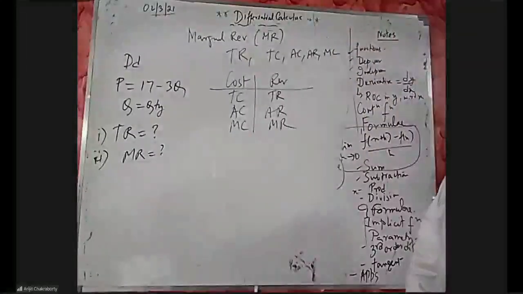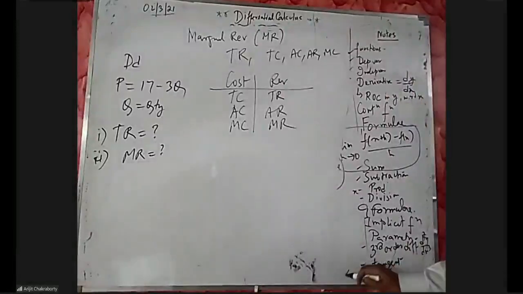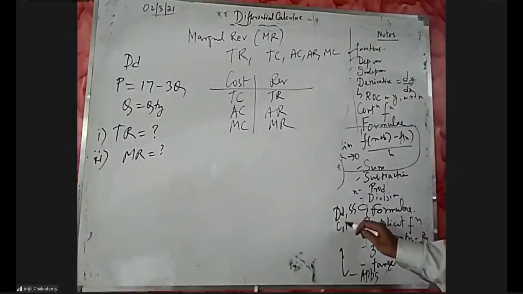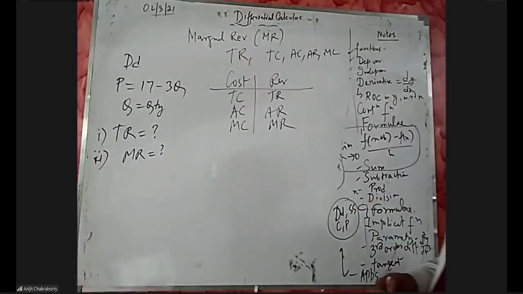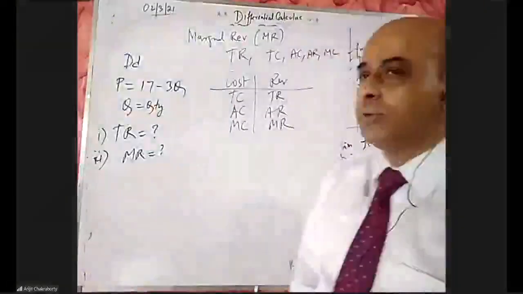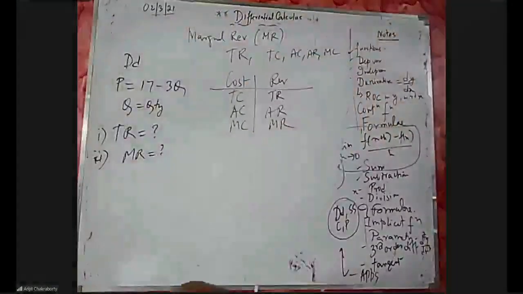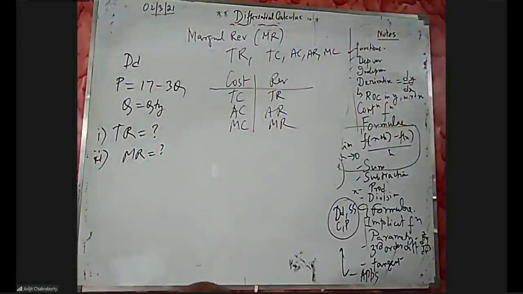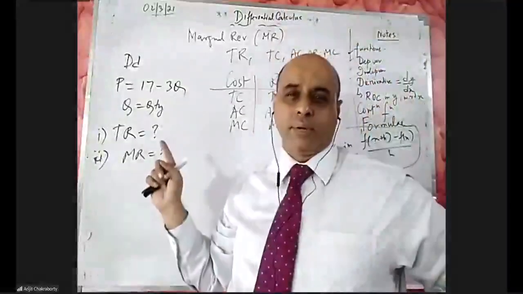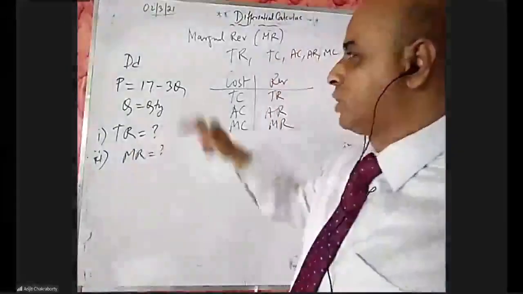Firm is having the demand. So I'm writing here in application, we are doing demand, supply, cost, production type of examples, right? So we have 17 minus 3Q is the demand equation. Just have a look at the question where Q is the number of units. Now the question is total revenue you have to find out. Let's take the first question. Total revenue is how much?